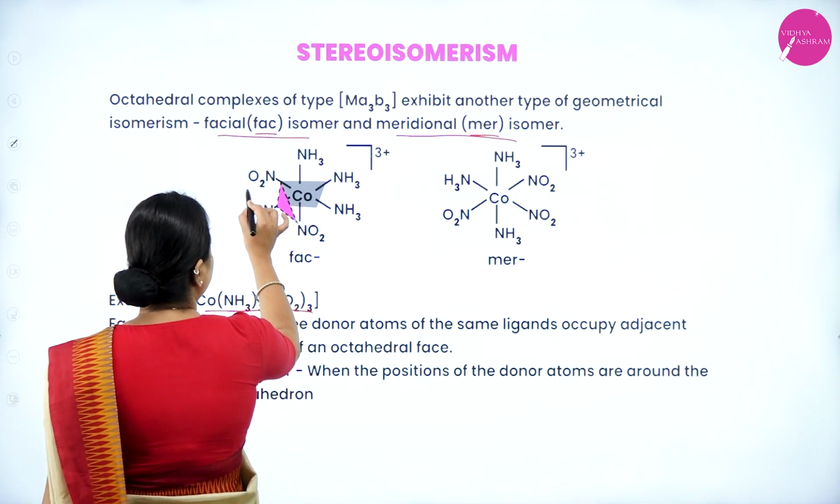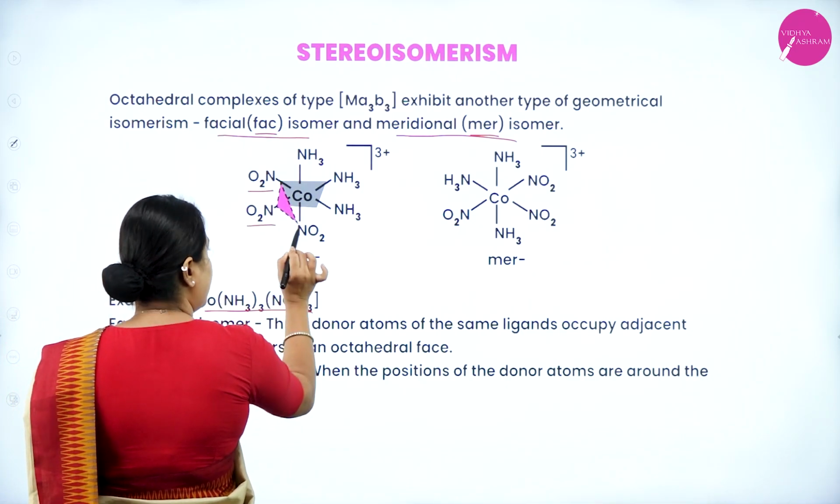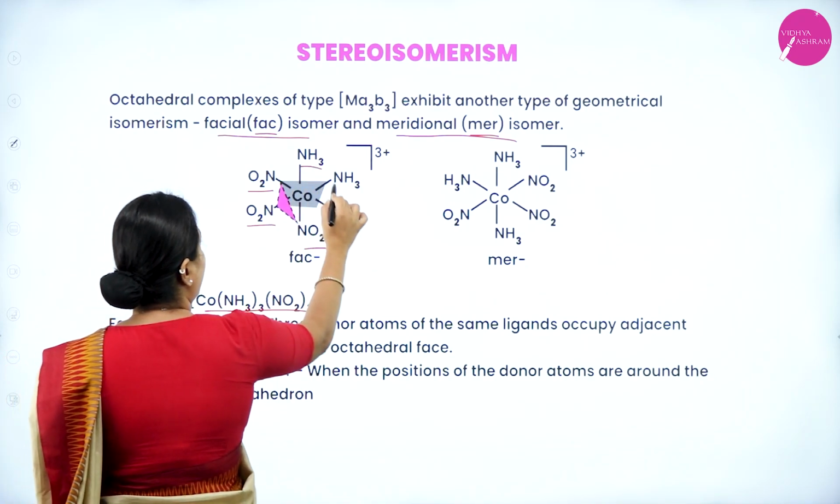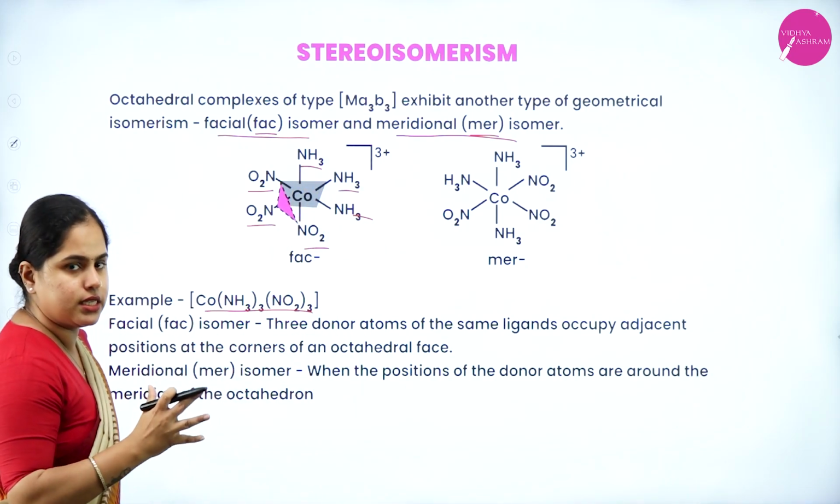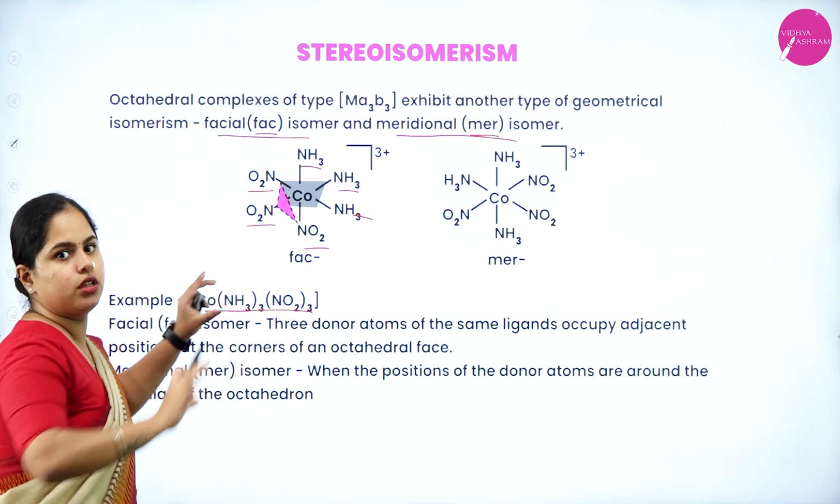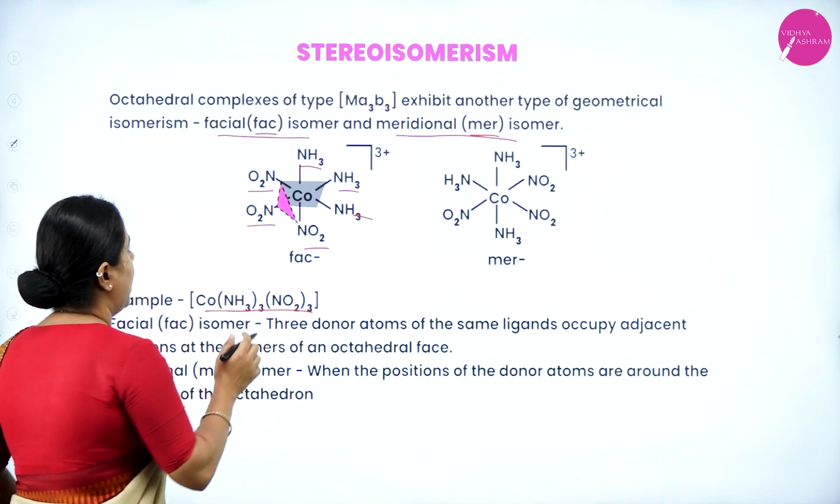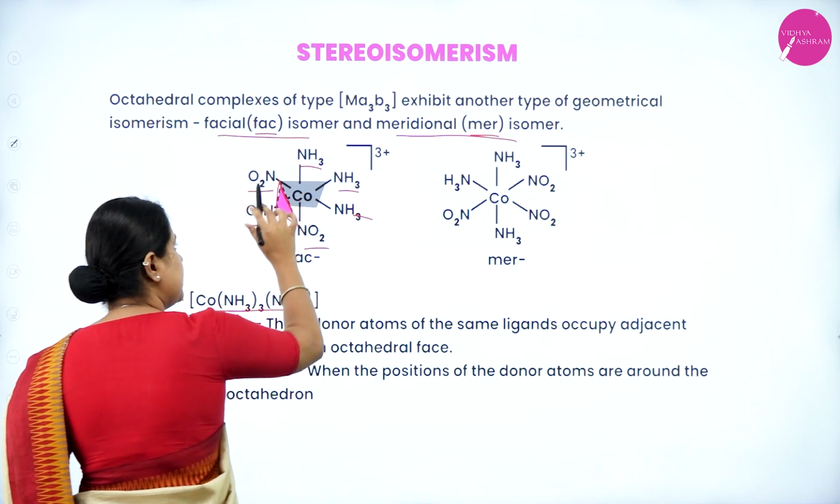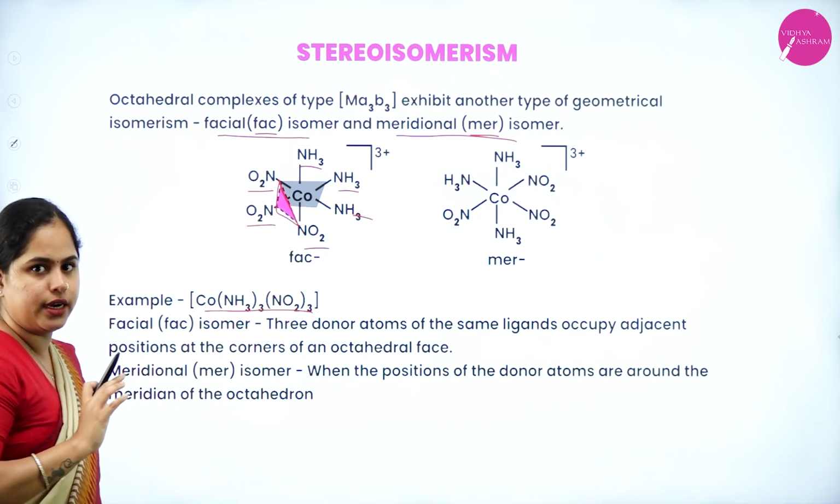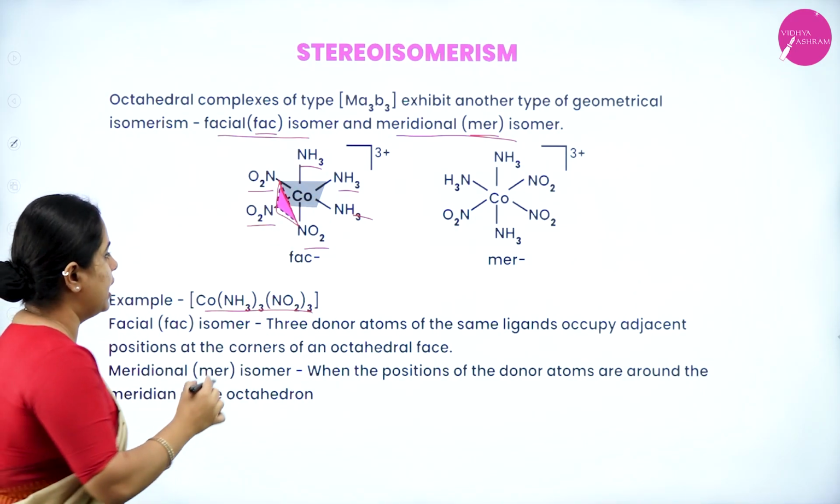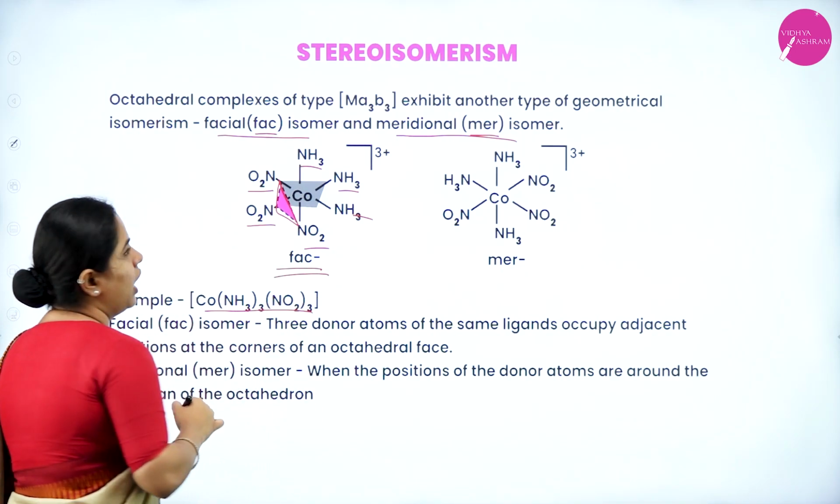Right. So as you can see here, one NO2 is here, another NO2 is here, another NO2 is here. And all the amines are also on the adjacent side. All the NO2 adjacent to each other, all the amines adjacent to each other. And you can see it will be present in the same face of the octahedron. All will be in the same face. That is why this is called the facial isomer.